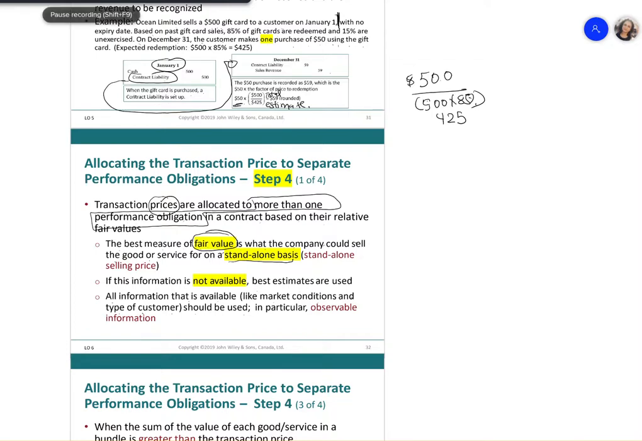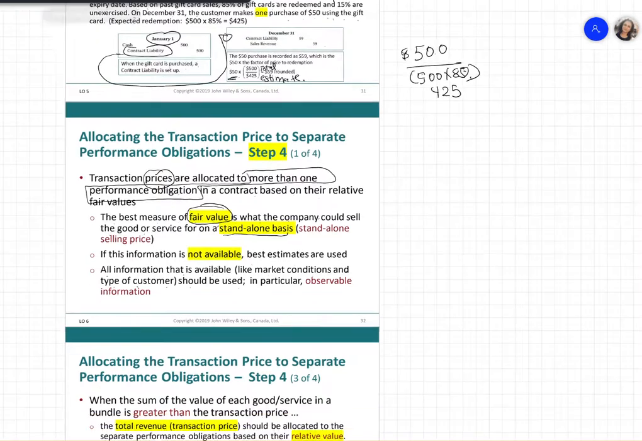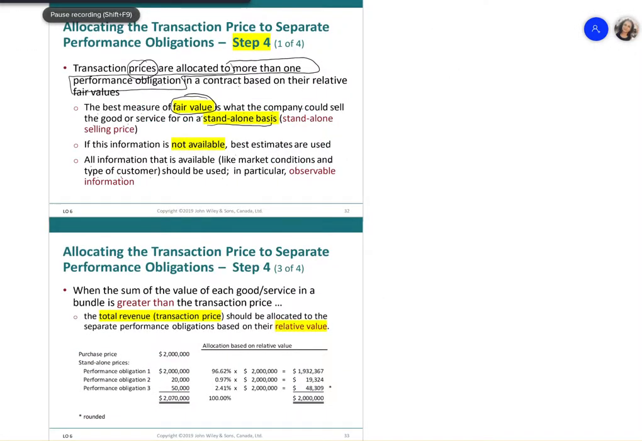If that's not available, we still have to calculate the transaction price, and we use other available information to do so. Now, how do we calculate it? The first one is using the fair value, which is what the company would sell the goods or service for on a standalone basis. So let's look at what the question is saying and see if we can pinpoint where we're going to go with it.